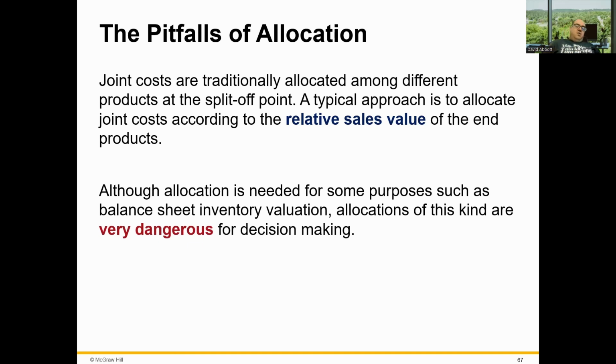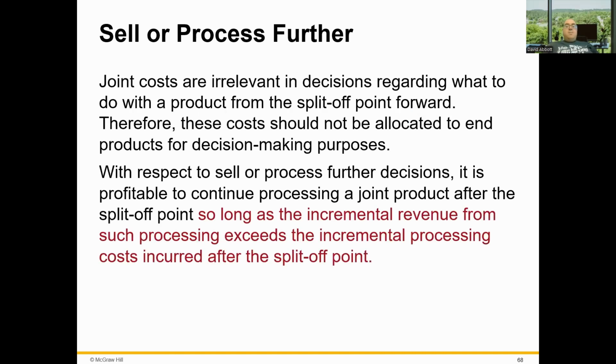Okay, so joint costs are traditionally allocated among different products at the split-off point. A typical approach is to allocate joint costs according to the relative sales value of the end products. Although allocation is needed for some purposes, such as balance sheet inventory valuation, allocations of this kind are very dangerous for decision making. Sell or process further.